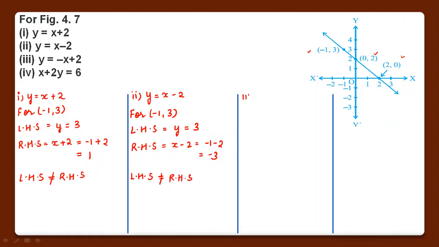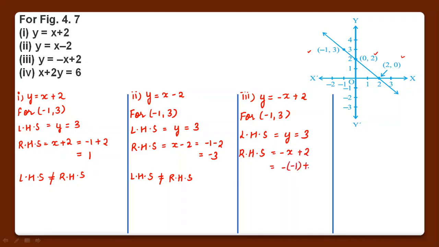थर्ड इक्वेशन चेक करते हैं हम लोग. y equals to -x plus 2. We'll check for the first point -1, 3. LHS equals to y equals to 3. RHS is equals to -x plus 2, that is -(-1) plus 2, means 1 plus 2, that is equals to 3. तो LHS equals to RHS आ गया हमारा.